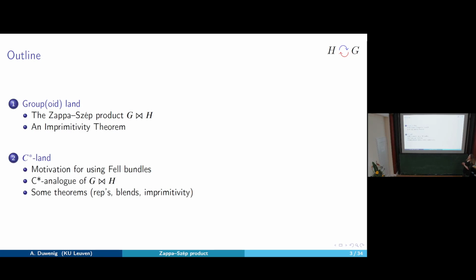Okay, so this is the outline. I'm first going to remain in groupoid land, talk to you about the Zappa-Szép product of two groups, and tell you about an imprimitivity theorem that Boyu and I proved. And then we're going to move that to C-star land. I'm going to tell you what our C-star analog of the Zappa-Szép product is. But for that, I have to first motivate Fell bundles a little bit. And then hopefully at the end, I'll have some time to talk about some theorems we proved about our new construction.